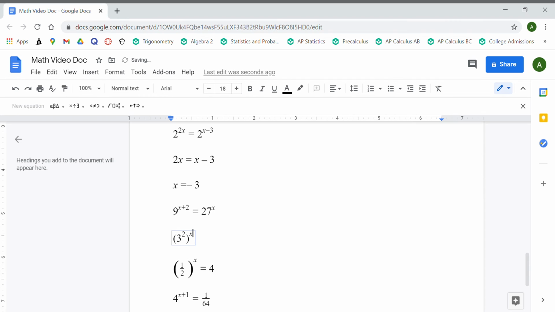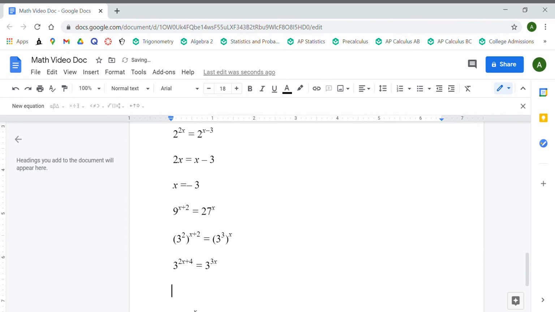And then x plus 2. We're going to put this in parentheses as well. It's 3 cubed to the power of x. Remember the power of a power property. So we multiply the exponents together. So it's going to be 3 to the power of 2 times x plus 2, which is 2x plus 4. And then over here, we use the power of a power property again. It's 3 times x, which is 3x.